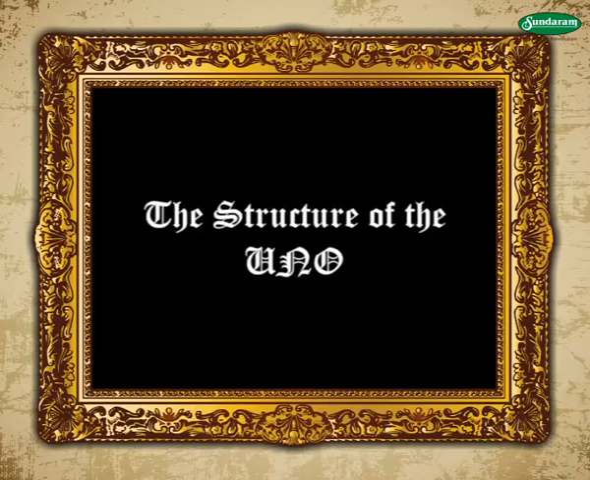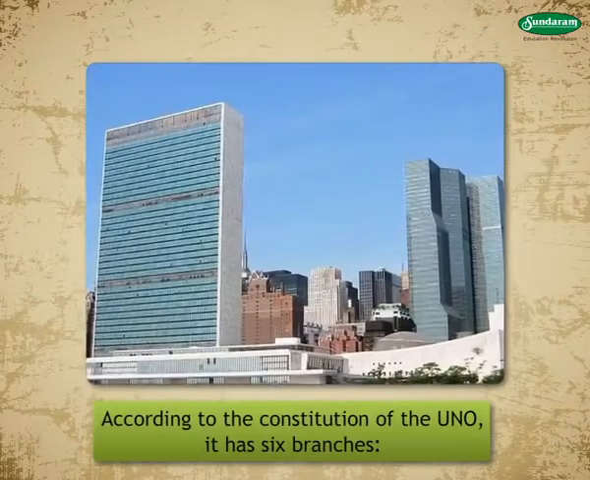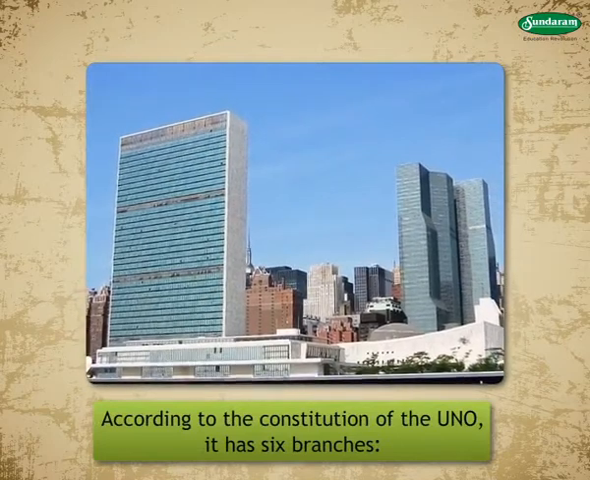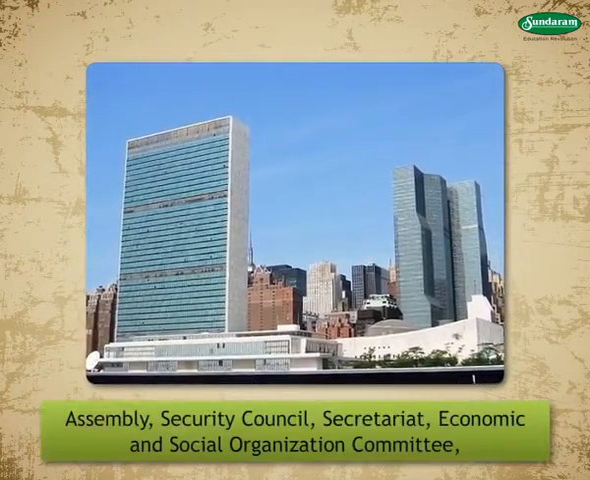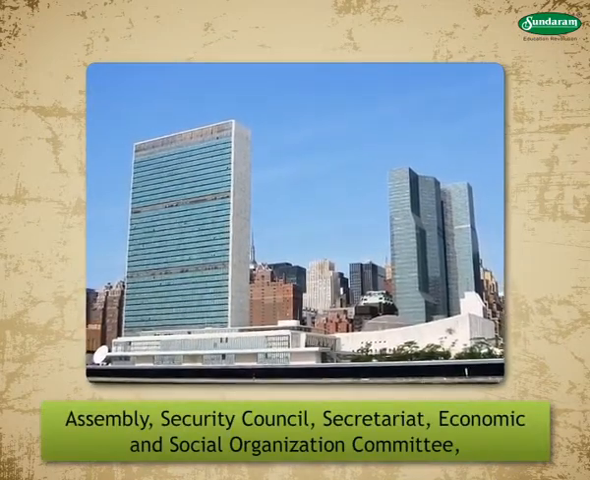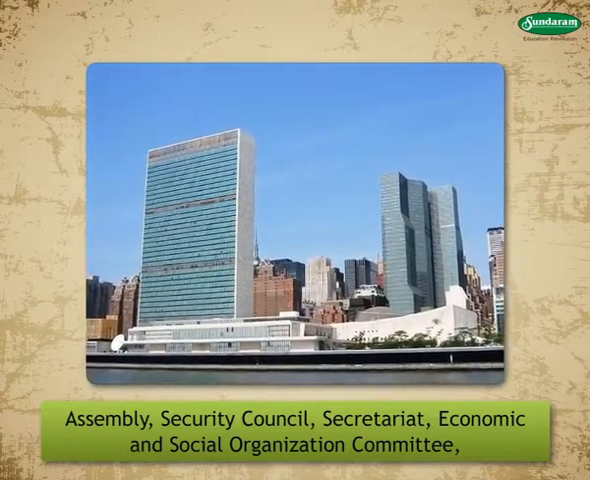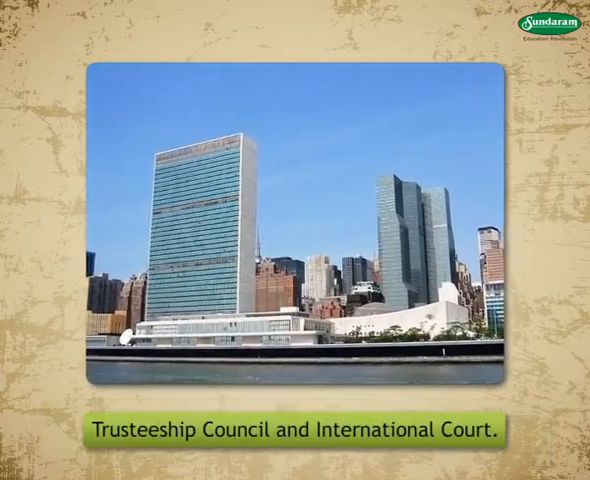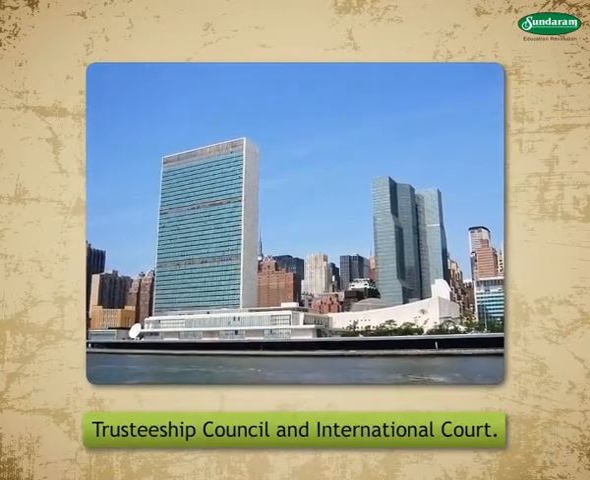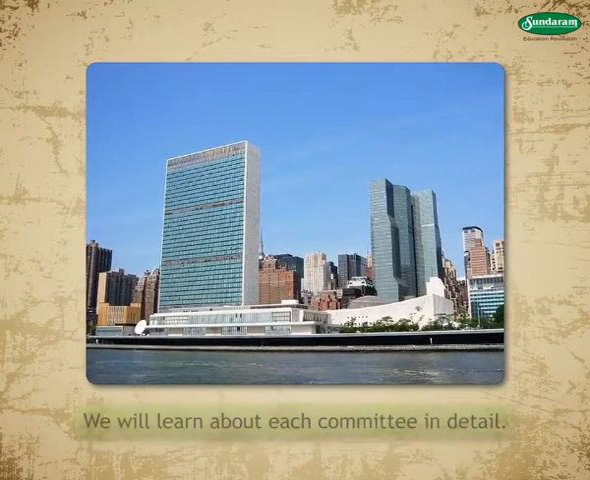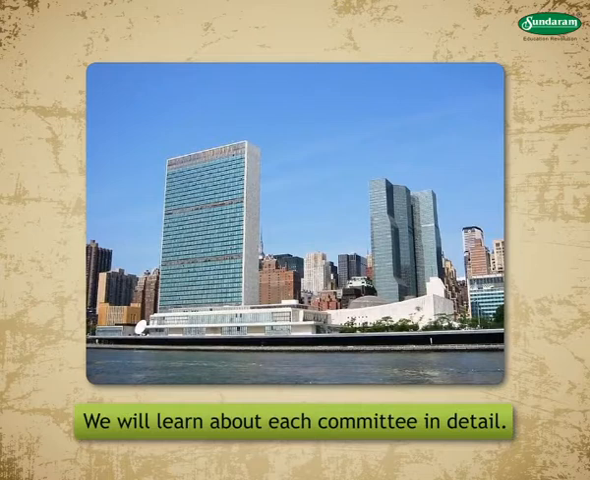The structure of the UNO. According to the Constitution of the UNO, it has 6 branches. Assembly, Security Council, Secretariat, Economic and Social Organization Committee, Trusteeship Council, and International Court. We will learn about each committee in detail.